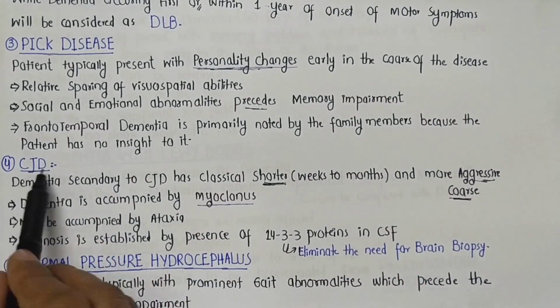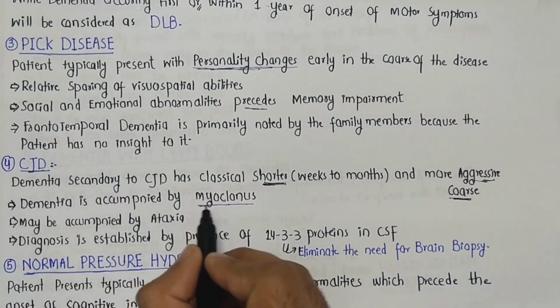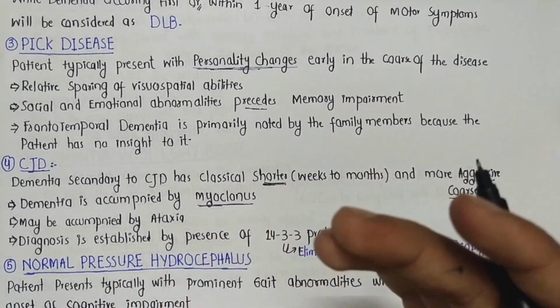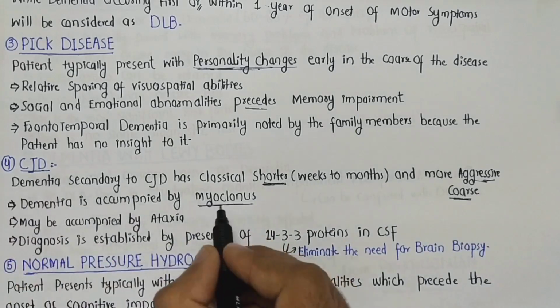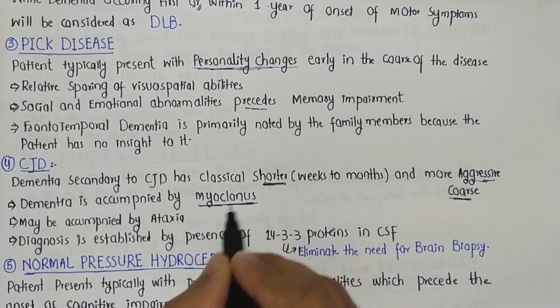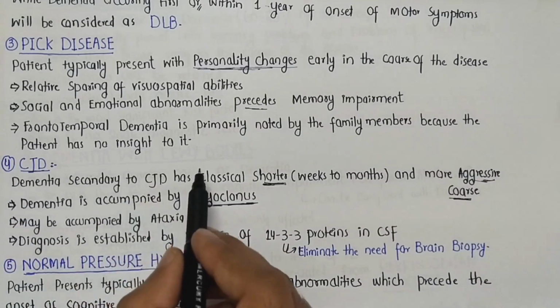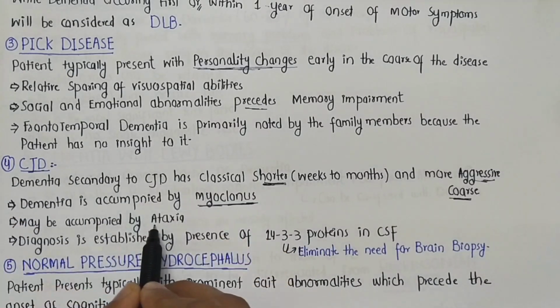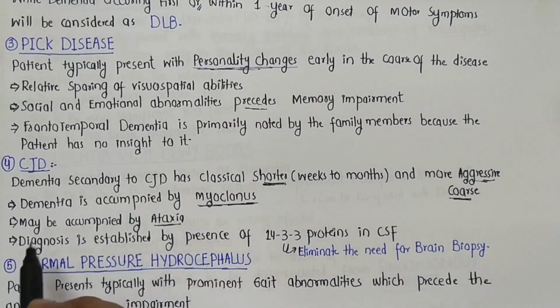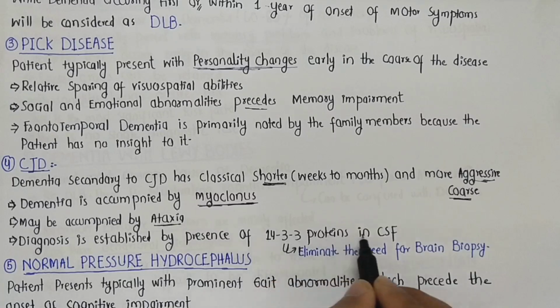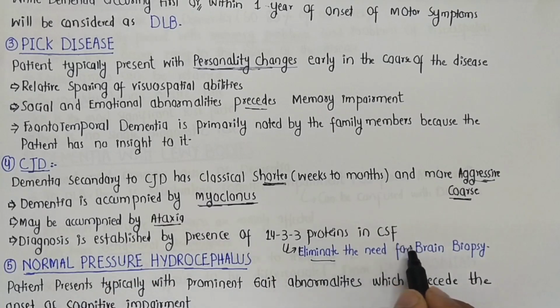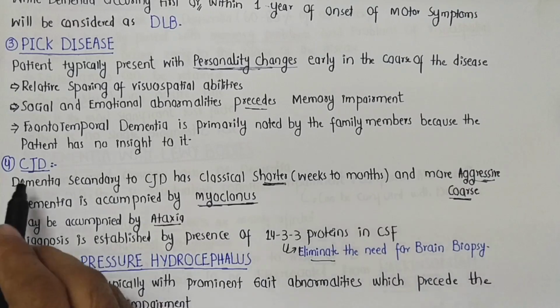In CJD, the dementia is accompanied by the typical myoclonus. So in scenarios and examinations, they describe CJD with dementia with myoclonus. And dementia with myoclonus may be accompanied by ataxia also. The diagnosis of CJD is established by the presence of 14-3-3 protein in the CSF. And the CSF analysis actually eliminates the need for brain biopsy to diagnose CJD.